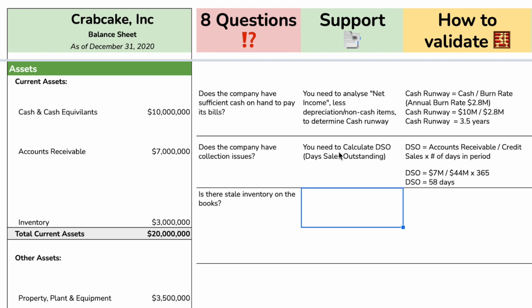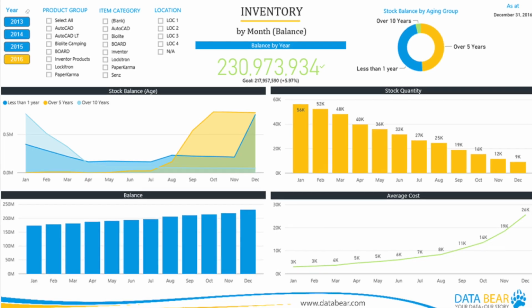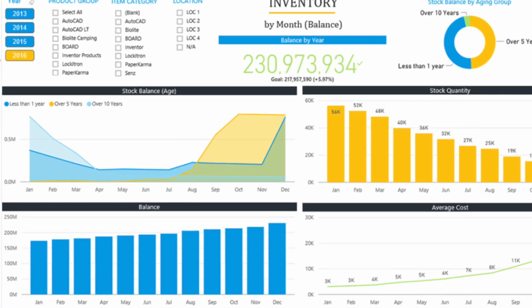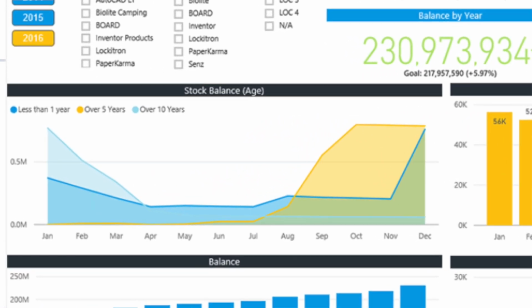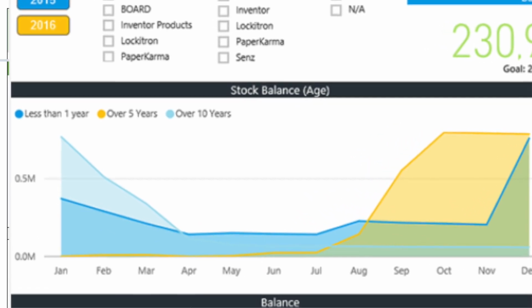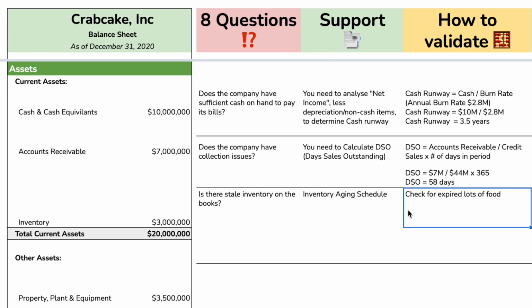And so the support I'm going to be asking for in this case is an aging report. So an inventory aging schedule that shows me the breakdown of how old this inventory is. Is it less than a year old? Is it more than a year old? And then I can make a determination by looking at that and understand the breakdown. And so check for expired lots of food. And if there is an expired lot of food, basically it needs to be written off or eliminated from the balance on the balance sheet.